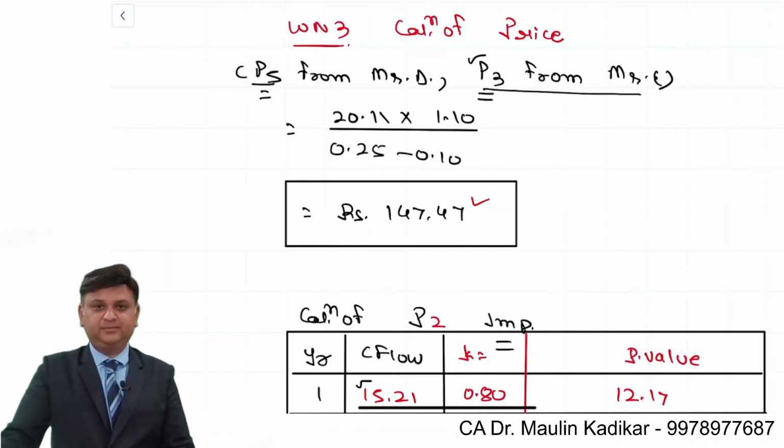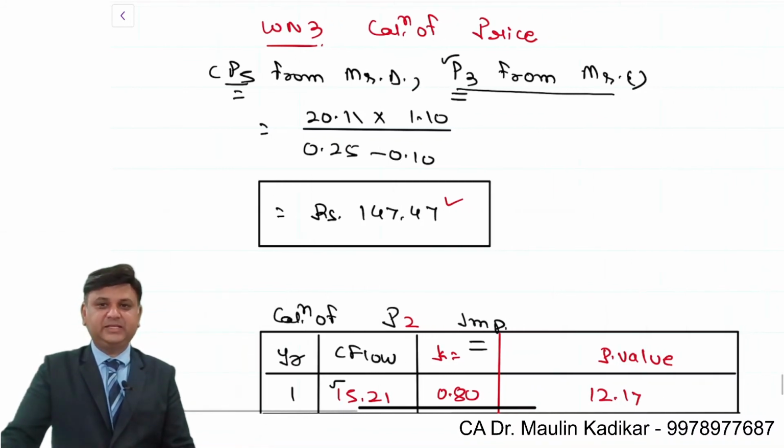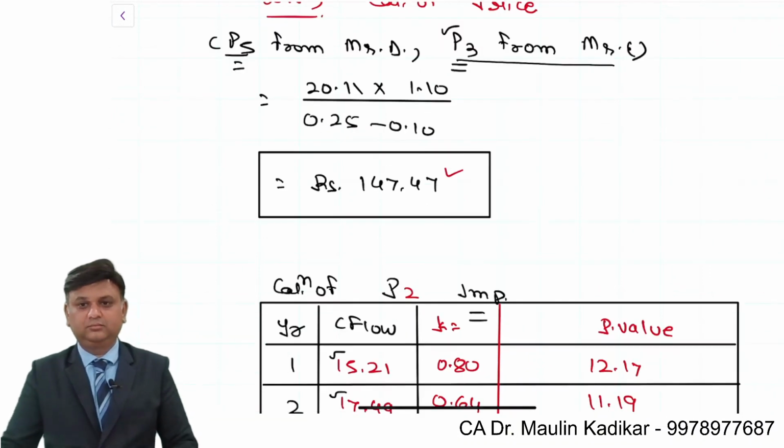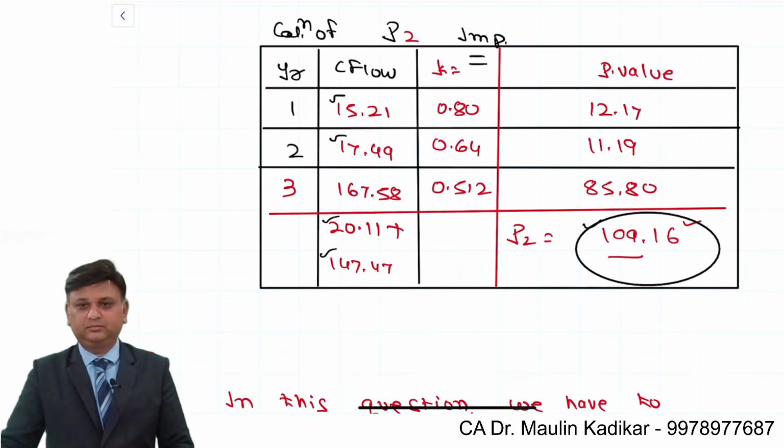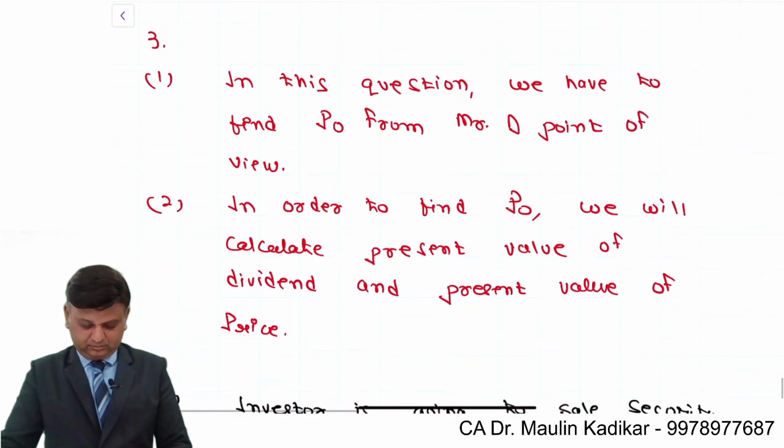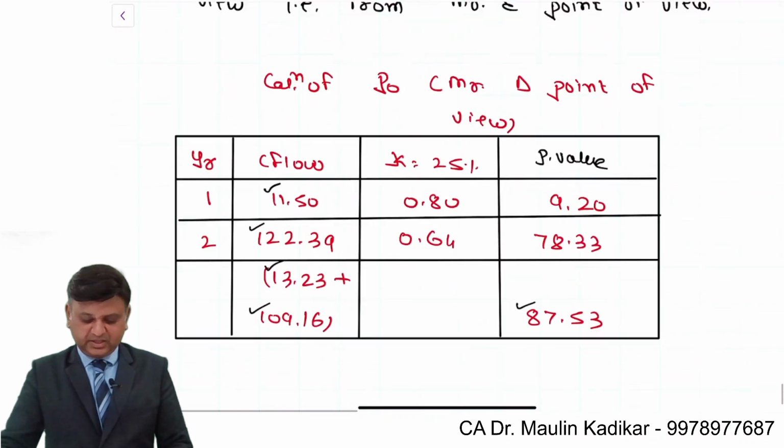Write on this further answer. Calculation of the price. Write on further answer P2. Then write on P0.